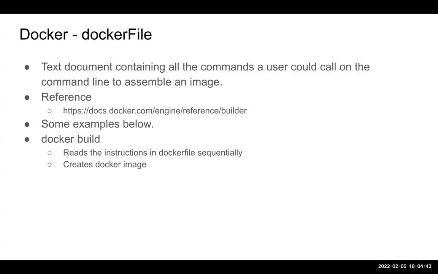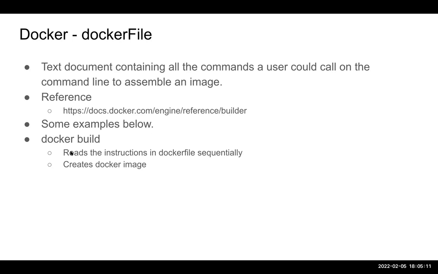So the first thing you do is, as part of your code base, you create a Dockerfile. Now, what is a Dockerfile? It's a text file only. It's a text document containing all the commands a user could call on the command line to assemble an image. Basically, you mention everything your Docker image will have in the Dockerfile, and we'll see an example of that. There's a reference of this that you can see.